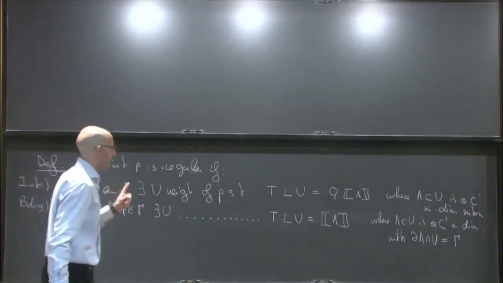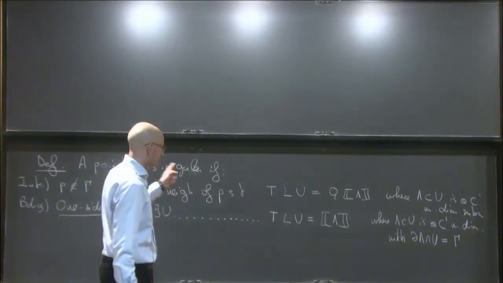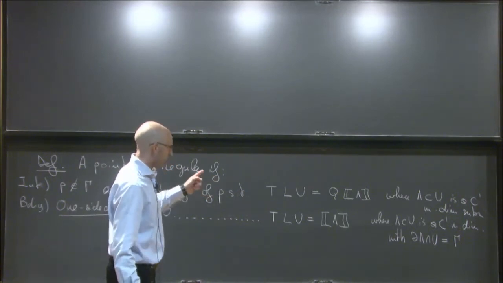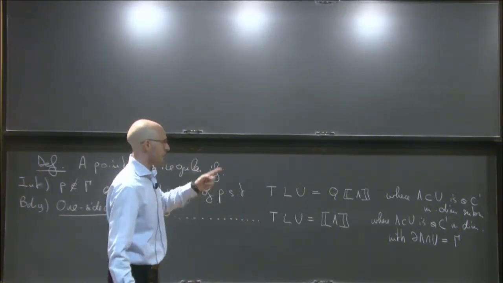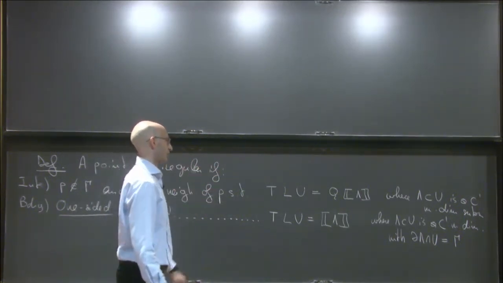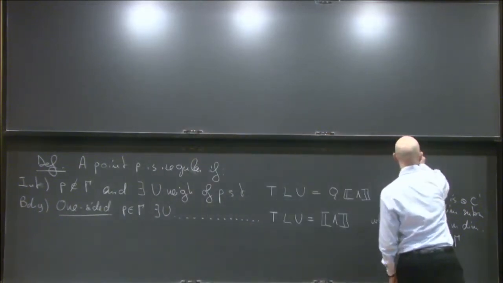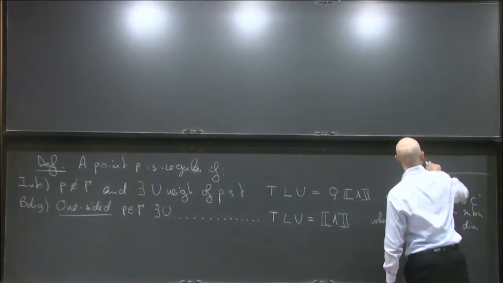Oh, I should also mention, we are talking about integer rectifiable currents. So when I'm talking about C1 submanifolds, I always assume there is an orientation. So they're always oriented. Okay, I'm not going to repeat this.